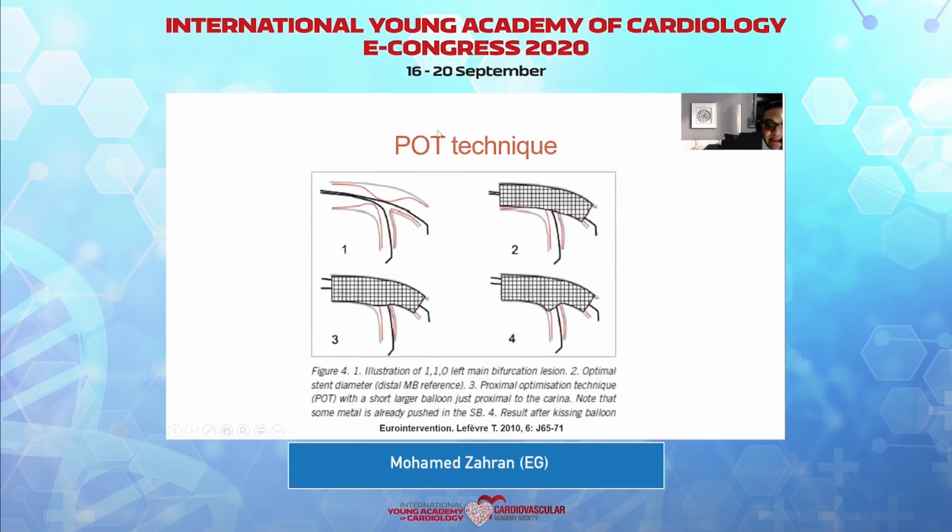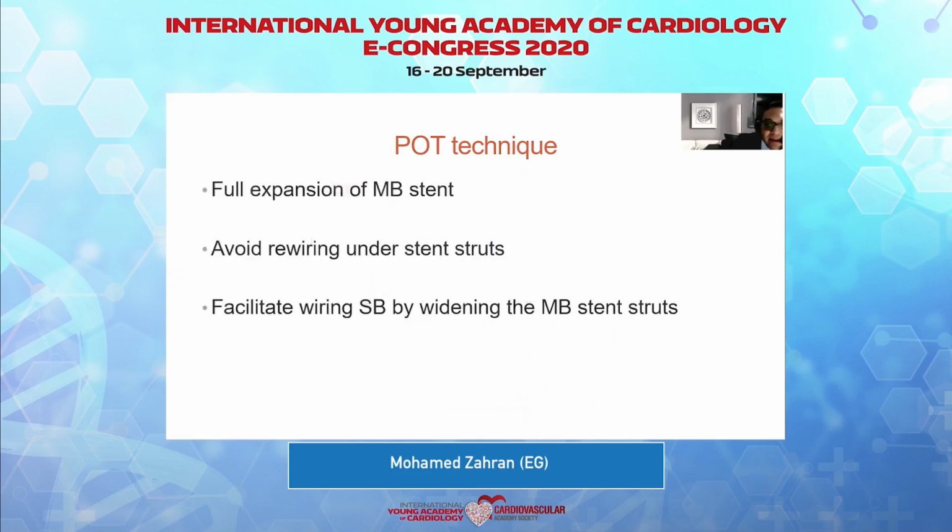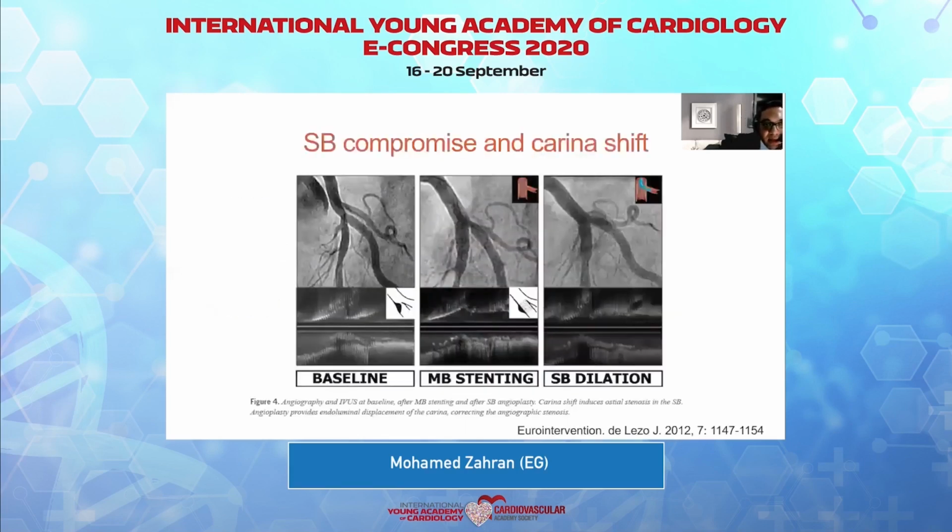And as we can see here, you put the balloon immediately proximal, or the distal shoulder of the balloon will be just touching the flow divider, and you will do the dilatation here proximally, and this is called the POT. Of course, the POT will allow you to make a rewiring to the side branch easily, and would allow the full expansion of the mother stent, and it will avoid the mistake of rewiring under the stent struts.